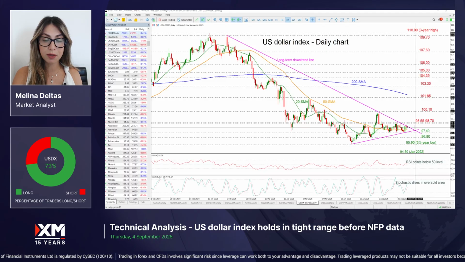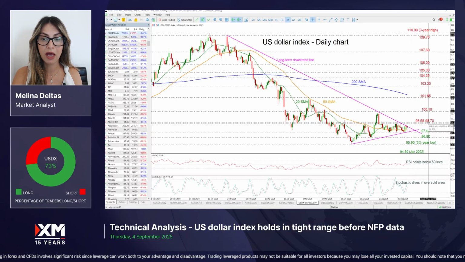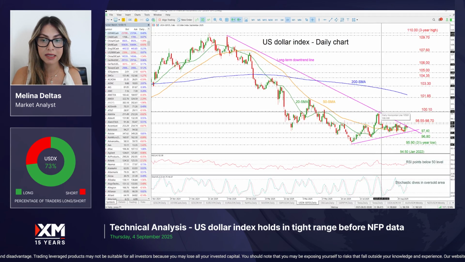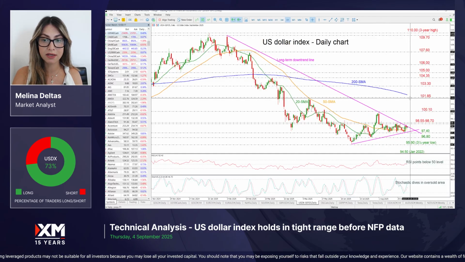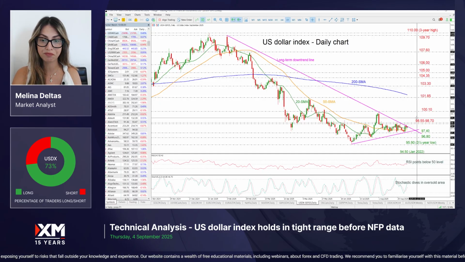So if there is a move above this long-term uptrend line, the price may meet the 98.55 and 98.70 resistance region ahead of the 100 round number, which is taken from the latest highs, and even higher we may see the price moving toward 101.85. Now, to have a clearer bullish outlook, we have to wait to see a break up at the 200 DSMA, which is standing around 102.20.